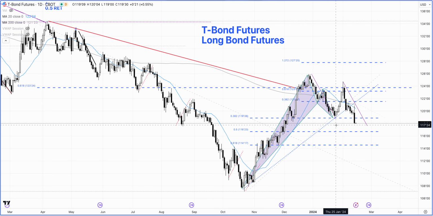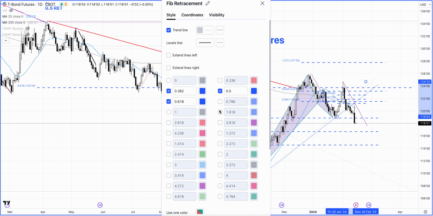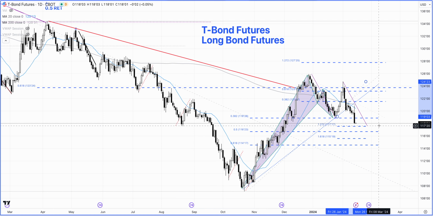Another thing that I'll look at is the expansion of this move, and I'll just draw 1.618 and 1.272. Remove this to make it a little bit clear. So yeah, 1.272 and ABCD price projection comes around 117.17. So that's the region we'll be watching for.